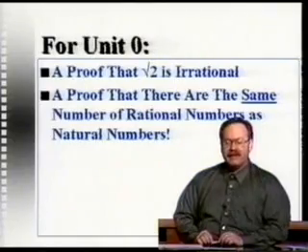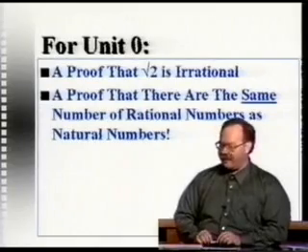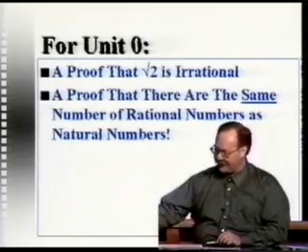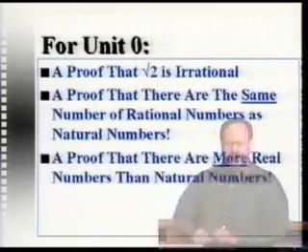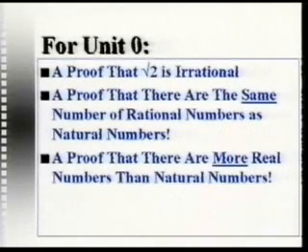Now I'll show you an even more surprising comparison of two infinite sets. This will be a proof that there are more real numbers than natural numbers. Now you might have suspected from the previous proof that I showed, where I showed that rational numbers and natural numbers have the same size or cardinality, that all infinite sets are going to have that property.